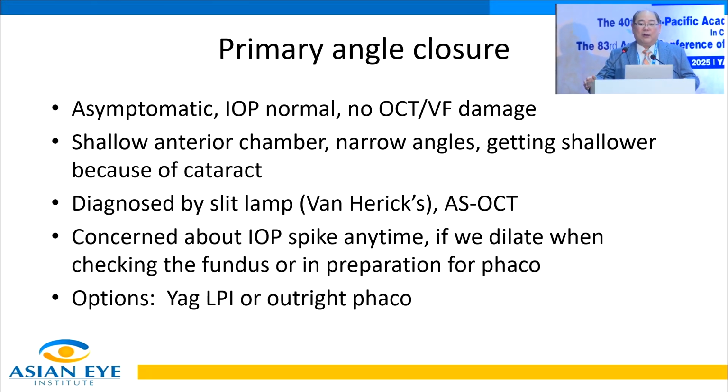So the primary angle closure, what we call glaucoma suspect because of narrow angles. They're usually asymptomatic, with narrow angles. If you check OCT and visual field, there's no damage. But you're alarmed because on the slit lamp, you see a very shallow chamber, a Van Herrick sign, and then you might want to do a gonio or an ASOCT to verify because the patient doesn't feel anything. So the patient sometimes doubts what you're telling them because they don't feel anything.